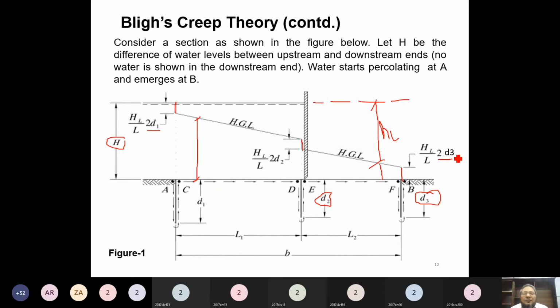Okay. So this, where L1 is the distance between the upstream sheet pile and intermediate sheet pile, and L2 is the distance between the intermediate sheet pile and downstream sheet pile, and B, which is L1 plus L2, is the total length of the concrete floor.